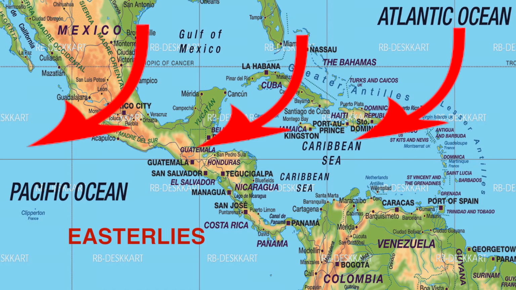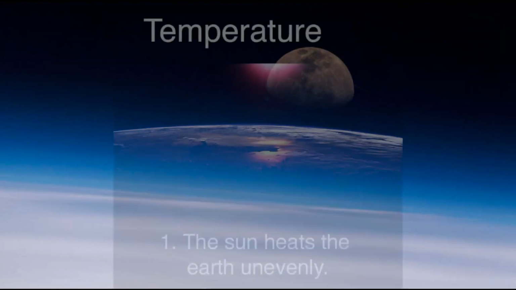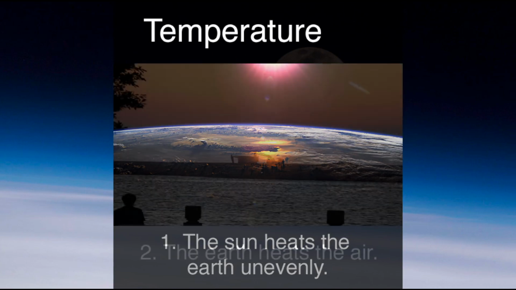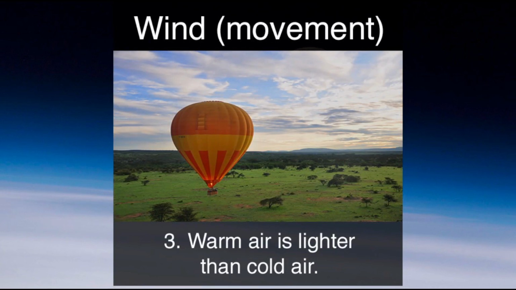Now finally, let's summarize what we've learned so far. Basically, we've looked at the application of 4 rules: that the sun heats the earth unevenly, more near the equator and less near the poles. Secondly, that the sun heats the earth and the earth heats the air, also unevenly. Thirdly, that cold air is heavier than warm air.